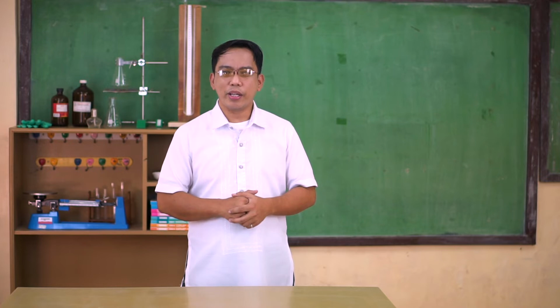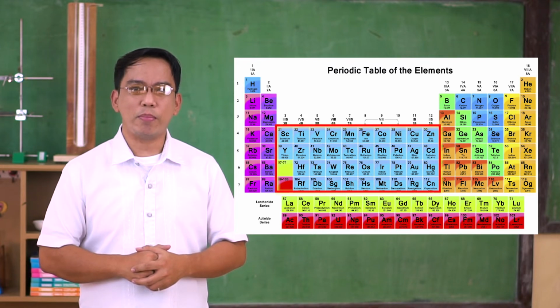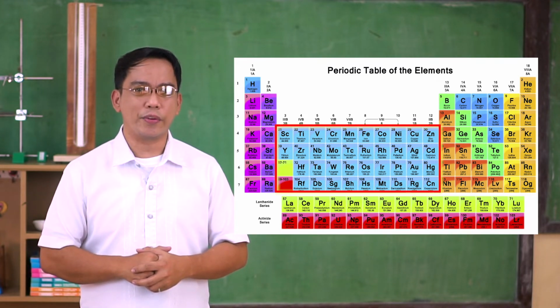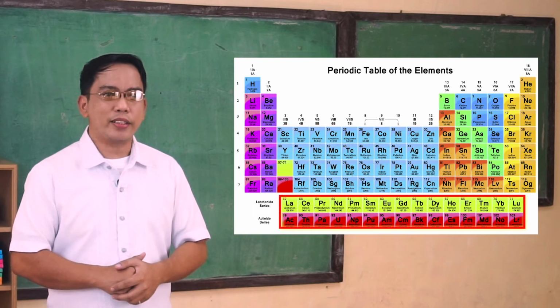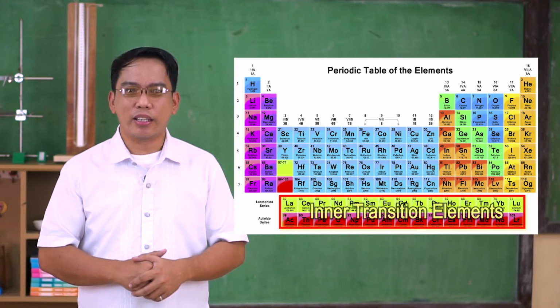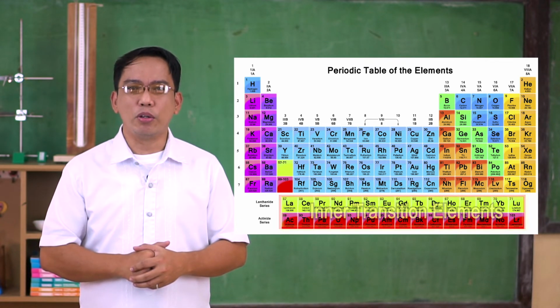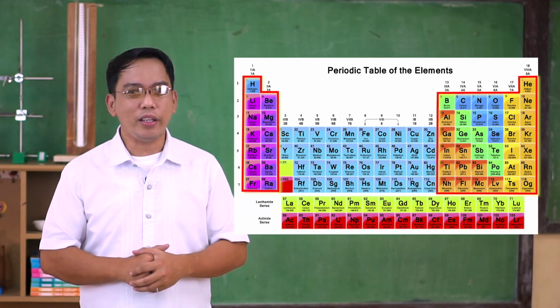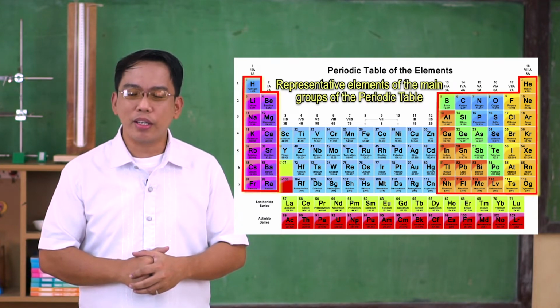Let us see how elements are grouped into blocks or series in the periodic table. Groups 3 to 12 constitute one block, wherein elements in this block are referred to as the transition elements. The lanthanides and actinides are a special series of elements but are also part of the transition block. They are also called the inner transition elements. Elements from the taller columns, which are groups 1, 2, and 13 through 18, are called the representative elements or the main groups of the periodic table.